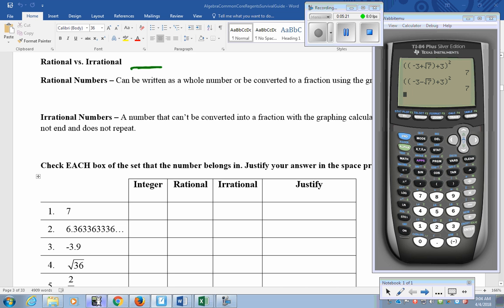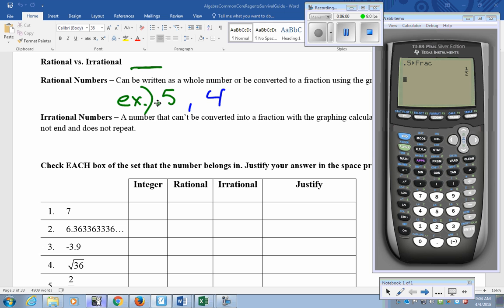And we'll look at a couple examples. I'm going to use the calculator to illustrate it. If we have a rational number, a rational number can be written as a whole number, or it can be converted and written as a fraction or integer. So something like 0.5 will give me a fraction. So 0.5 is an example of a rational number. Whole numbers are rational, so something like the whole number 4 would be rational.